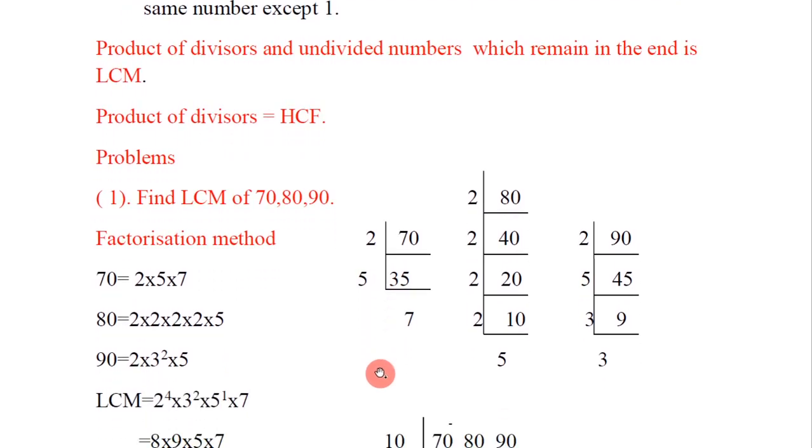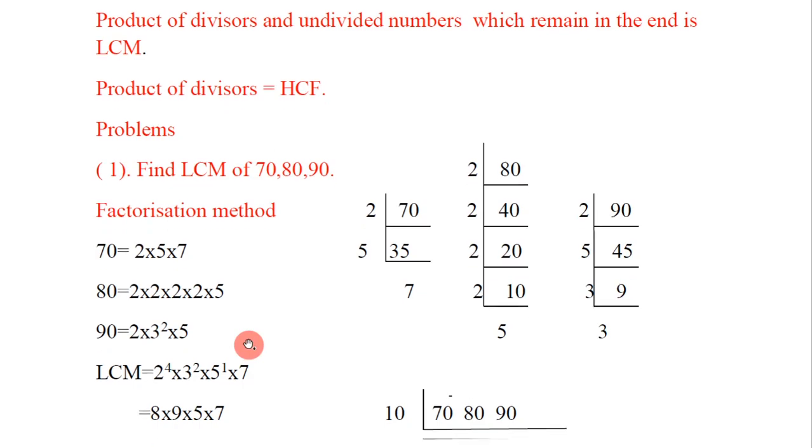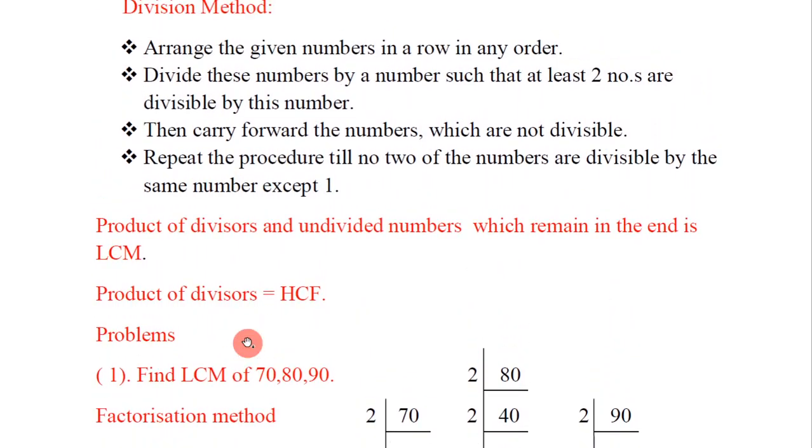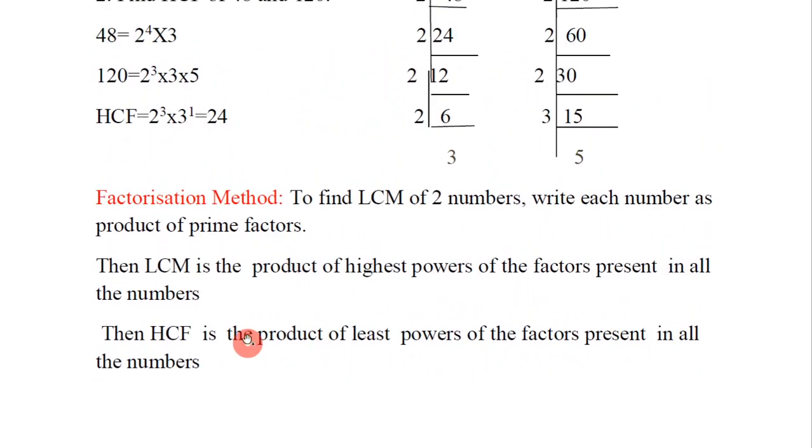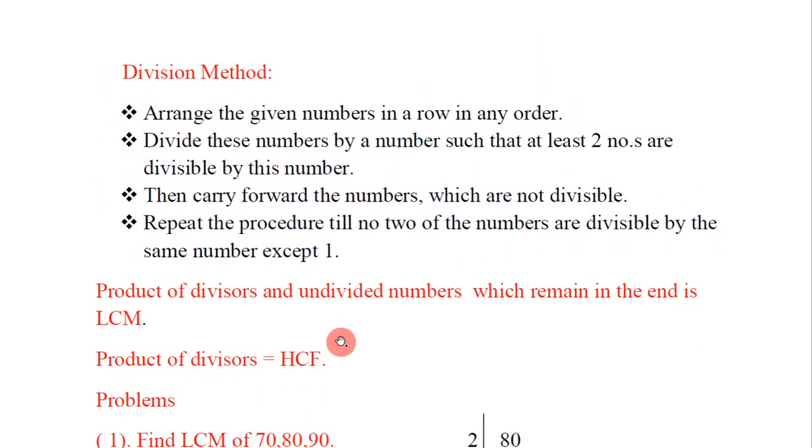Now, for example, consider the problem of finding LCM of 70, 80 and 90. So, consider the number 70, write it as product of factors. It can be written as 2 into 5 into 7. Then 80 can be written as 2 power 4 into 5. 90 can be written as 2 into 5 into 3 power 2. So here, according to this rule, we have to write LCM as the product of highest powers of the factors present in all the numbers.